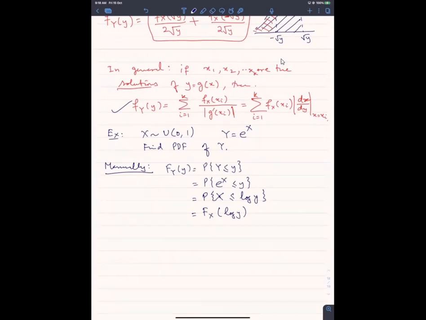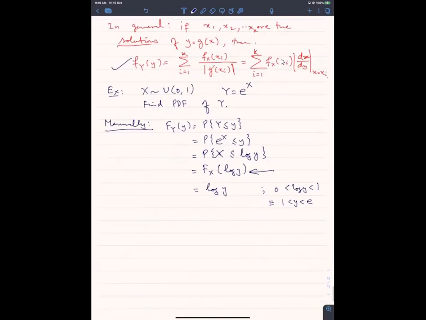And what is the CDF of a uniform? The CDF of a uniform is just the value. CDF of fx of a is a. CDF of uniform. इसके लिए लिमिट्स क्या होंगी कि 0 should be less than log of y less than 1, which is equivalent to saying that y is between 1 and e. So this is the CDF of y, fy of y. Differentiate करें, you will get the PDF is equal to 1 over y under the same limits. PDF जो है हमारे पास fy of y is equal to 1 over y.